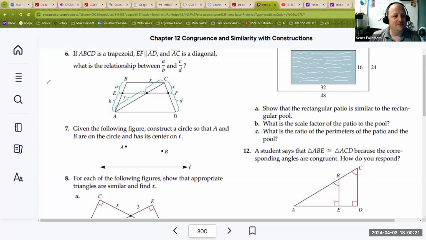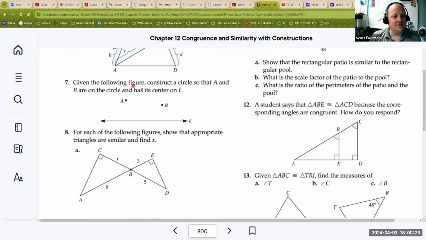We've got a trapezoid. So in the following figure, construct a circle so A and B are on the circle and has its center on line L. Interesting. So I need a point. I'm going to give you the thought process. I want you to think about this. You need a point down here so that A and B are on the circle. And that means the distance here has to be the same as the distance here. You need these two distances to be the same.